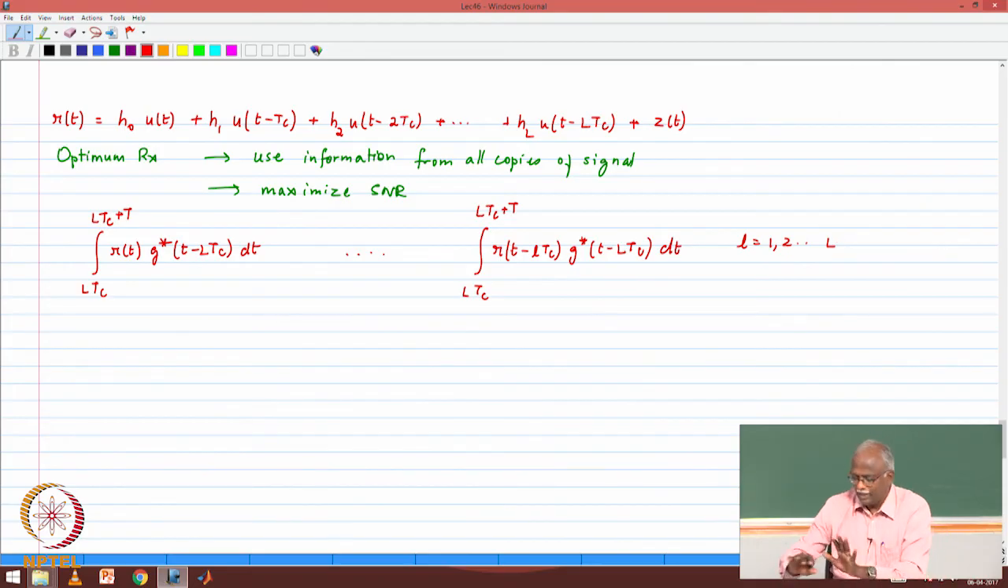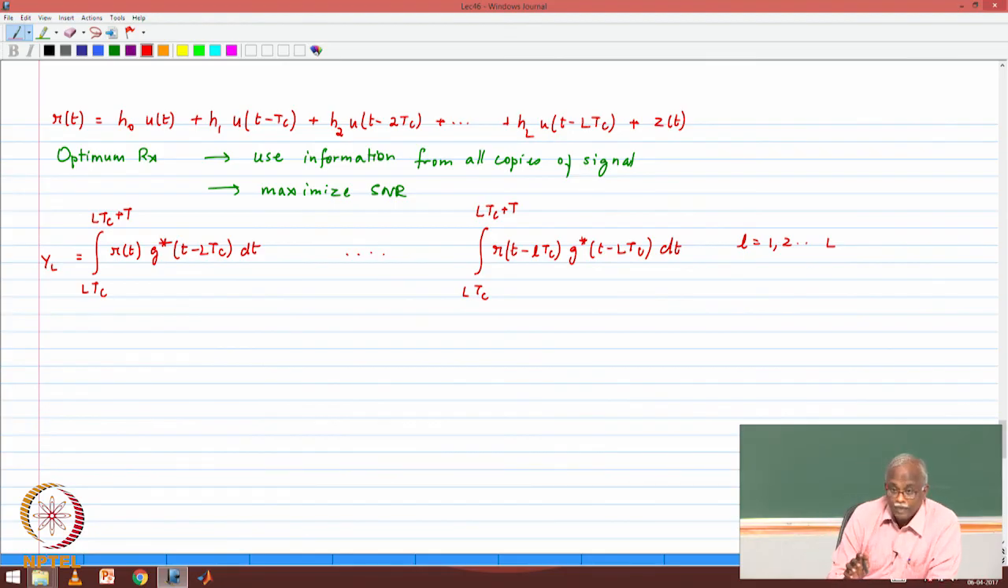So basically, these are the outputs that are coming out, and these are the ones that have been designated as the decision statistics Y0 through YL. So this particular one was designated as YL. And so basically we look at YL and then quickly generalize to the other terms.